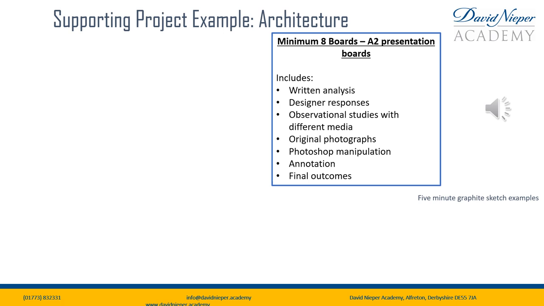So you can see that all of the coursework has got to include written analysis and designer and inspiration responses. It's got to include observational studies in different media. That could be on the computer or it could be through sketching, but it must include at least some hand-drawn images. Original photographs taken by yourselves, potential Photoshop and CAD manipulation of those photographs, annotation of your work to explain to the examiner at each point what you are doing and how you are developing your designs, and then of course the final outcomes. Over the next few sets of slides, you will be able to see a number of student pieces of work that have been set around lots and lots of different themes over the past couple of years.